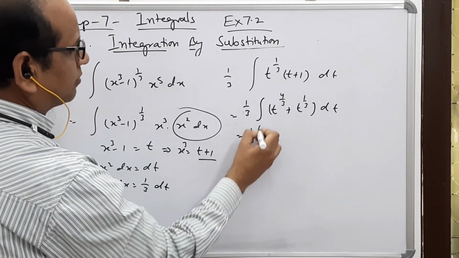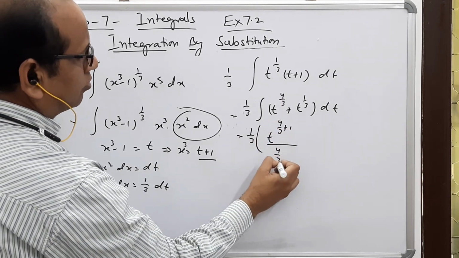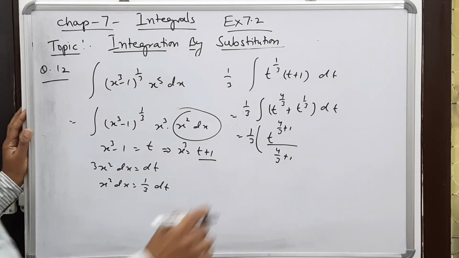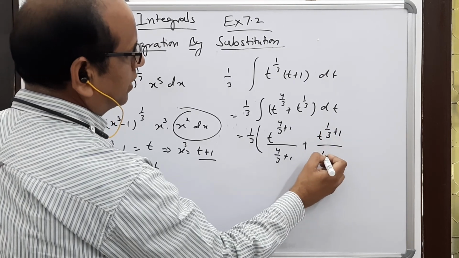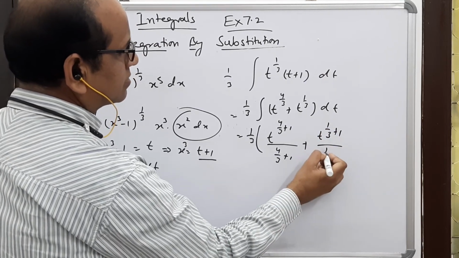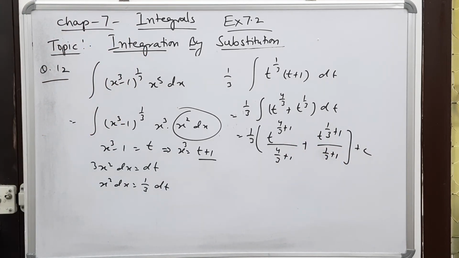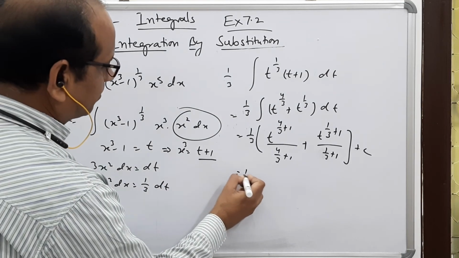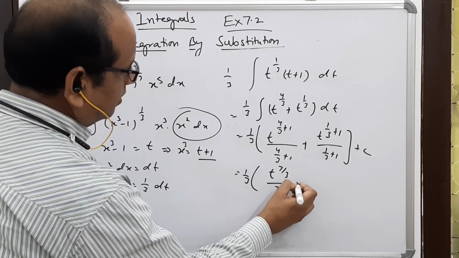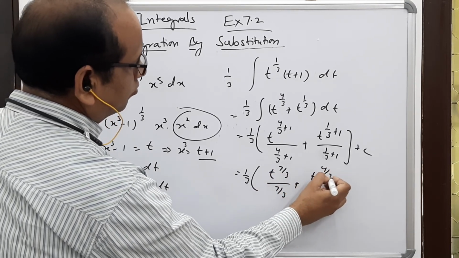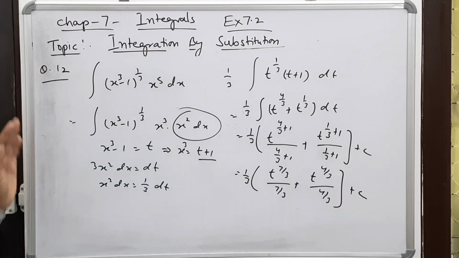Now the integration of this is t power 4 by 3 plus 1 upon 4 by 3 plus 1. Integration of t power 1 by 3 is t power 1 by 3 plus 1 upon 1 by 3 plus 1, plus c. You see this integration. So when you simplify, it is 1 by 3 t power 7 by 3 upon 7 by 3, plus t power 4 by 3 upon 4 by 3 plus c. You see this part.